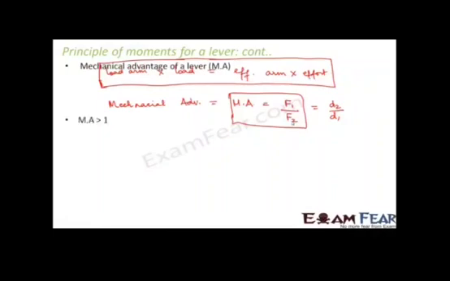So now let us see the two cases. First one is mechanical advantage greater than 1, and then mechanical advantage less than 1. So let us see the first case, mechanical advantage greater than 1. So F1 by F2 is greater than 1, which implies F1 is greater than F2. If it is less than 1, F1 by F2 is less than 1, which means F1 is less than F2. So this is the principle of moments of a lever.